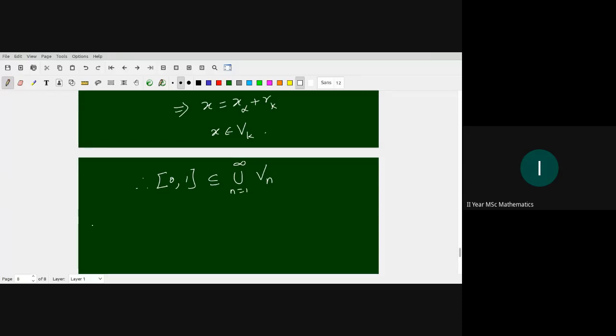Now, by the definition of Vn, it is V plus Rn, where Rn belongs to Q1. So the range of Rn is -1, 1, and the element x is a member of 0, 1. So if you choose the element in V, that is the range.